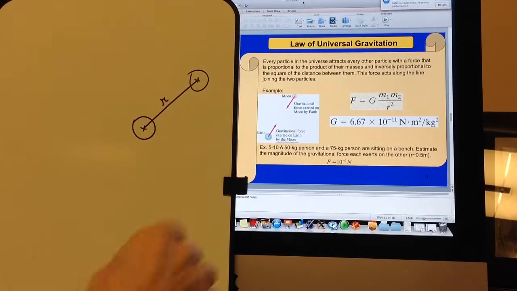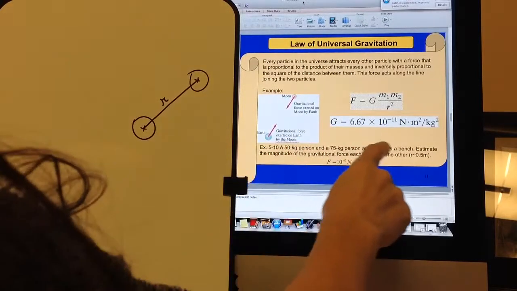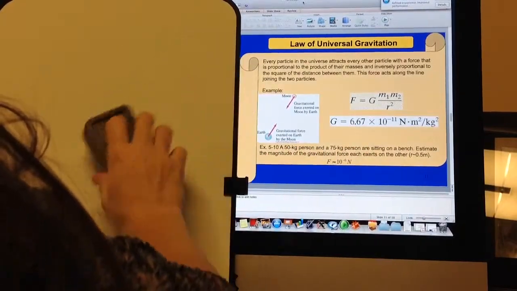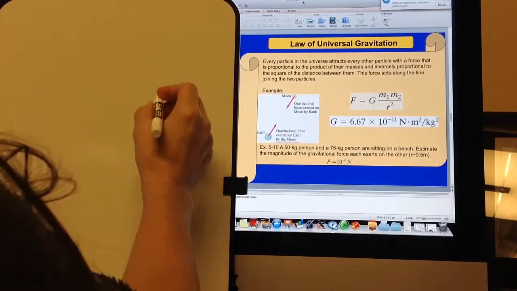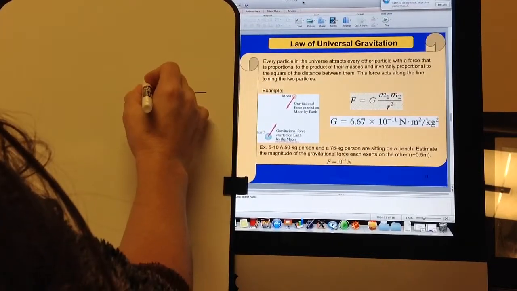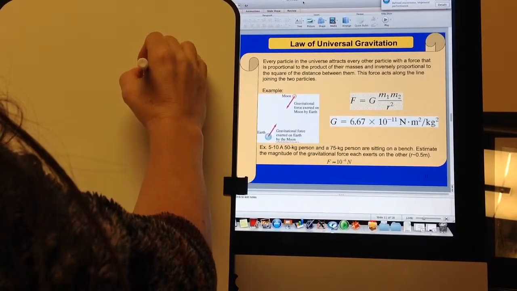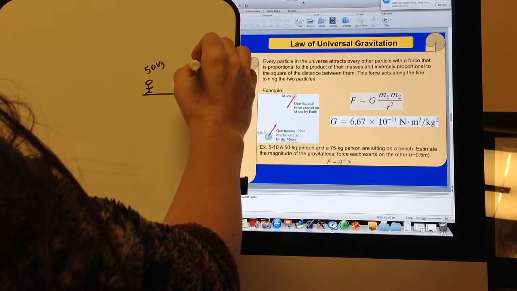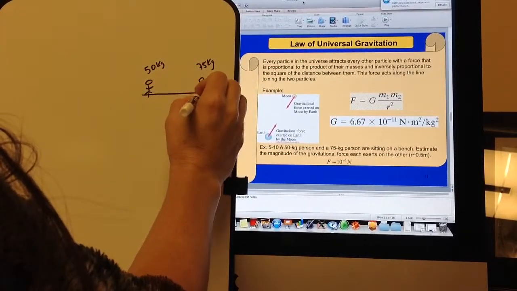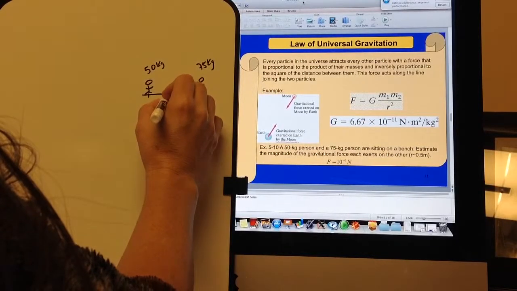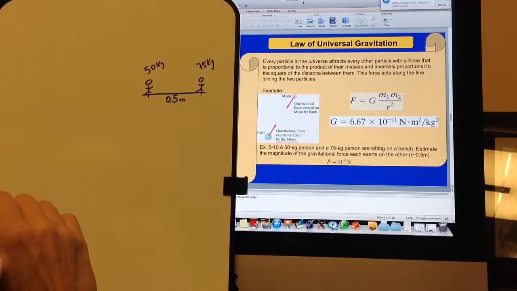Okay, so now that we've seen the expression for this force, we can try to solve this little problem. What we have there is two people sitting at a bench. Let's see what is the force between these two people. We have their masses. One person is 50 kilograms, the other one is 75 kilograms. The distance between the center of one and the center of the other is just 0.5 meters, so they are very close. But the masses are very small.